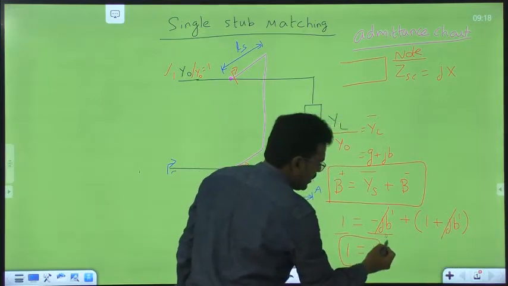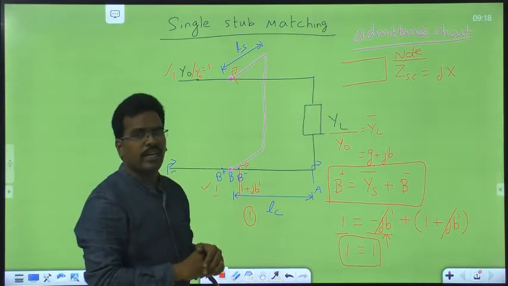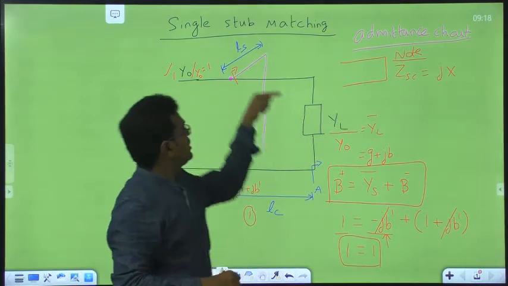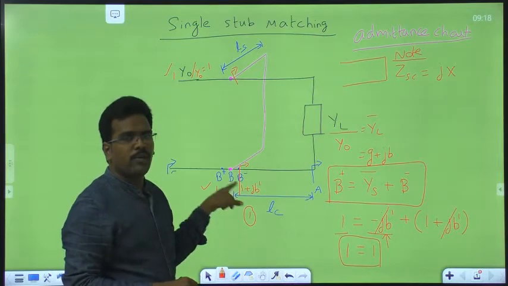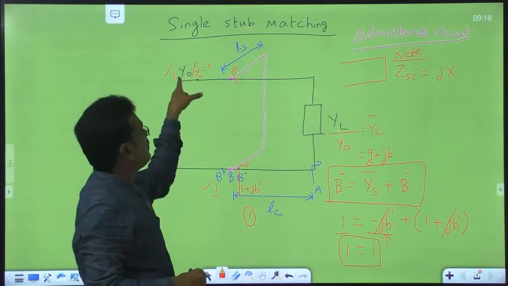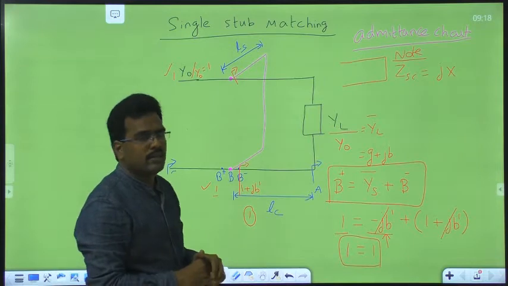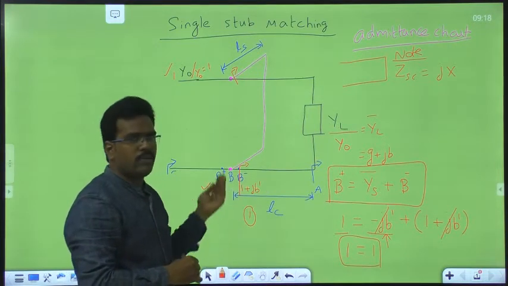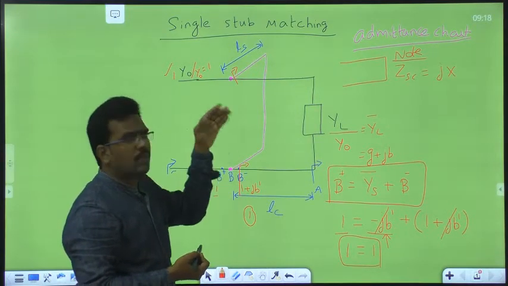So I have to choose the length of the stub in such a way that it has an input admittance of minus jB dash, so that this is nullified by the plus jB dash to get 1 at the B plus point. Therefore, the load impedance is 1 and the line impedance is 1, hence impedance matching occurs. So this is the principle behind how to find the location of the stub, how to choose the length of the stub, and what the stub admittance is.